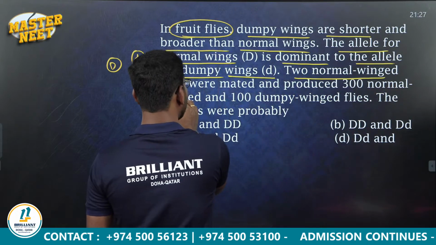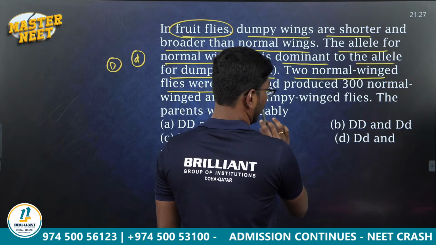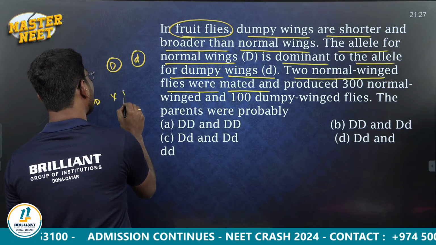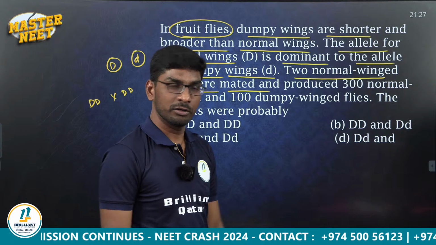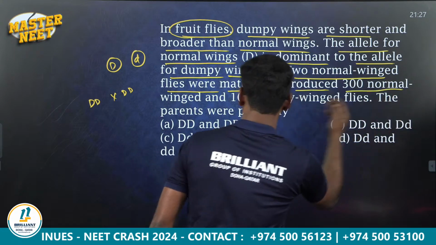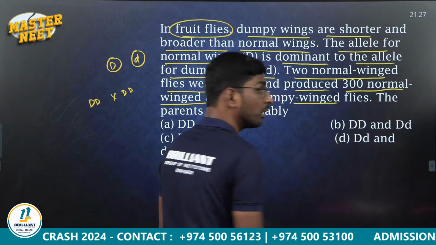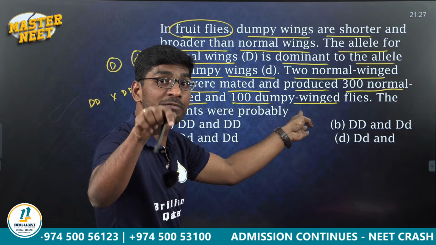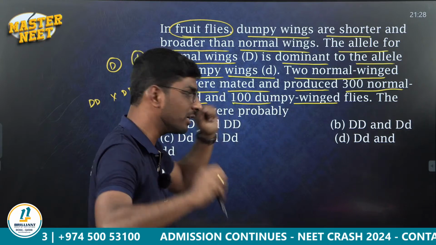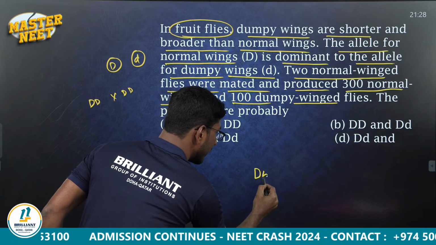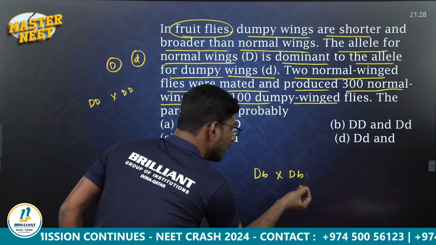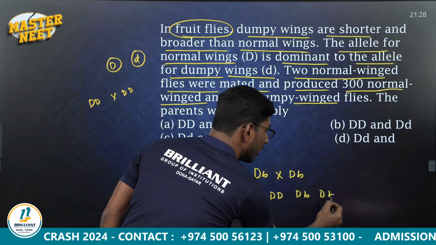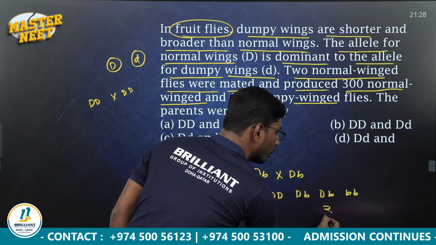Two normal winged flies were mated. If you take capital D and also capital D, you will get 0 in the mark. They produce 300 normal wing and 100 dumpy wing. That is a 3:1 ratio. So when do we get a 3:1 ratio? If you take both parents heterozygous, capital D small d crossed with capital D small d. Simple, my dear. Tell me, capital D small d, capital D small d, small d small d, 75%, 3:1, right?